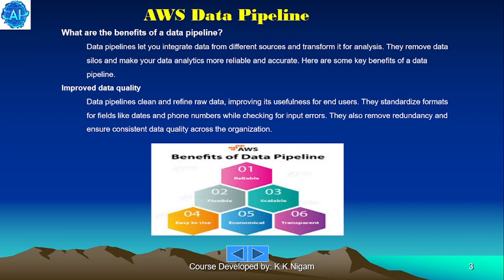First one is improved data quality. Data pipelines clean and refine raw data, improving its usefulness for end users. They standardize formats for fields like dates and phone numbers, while checking for input errors. They also remove redundancies and ensure consistent data quality across the organization.